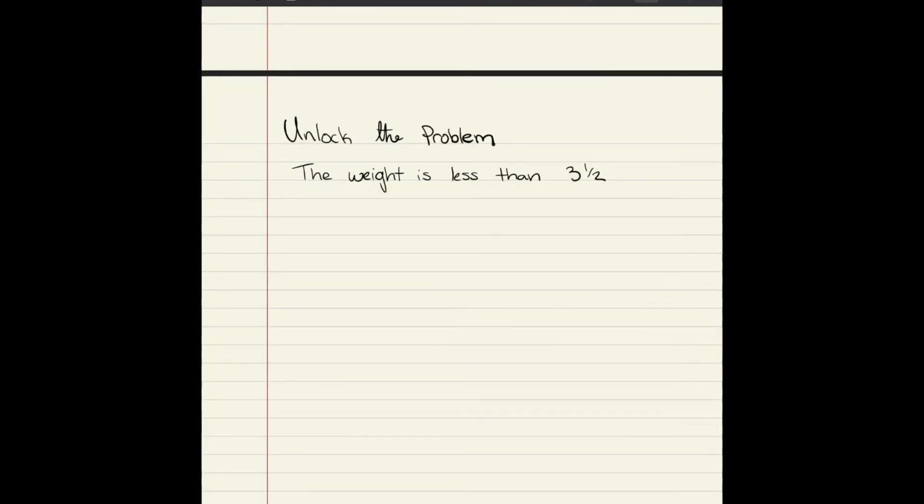Alright, so I need to write this as an inequality and graph it. So the weight is less than 3.5. So weight is important, less than is very important, and so is 3.5. So I'm going to use W for my variable because it's weight. And it's less than 3.5.